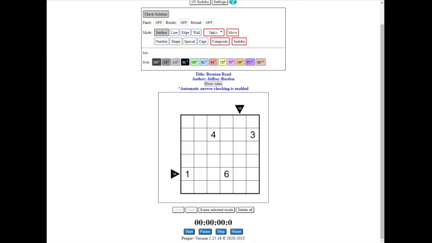Hello everyone. Today we're going to be going through another set of 3 puzzles, the example and 2 contest puzzles from Hexagony. Today we're going to be going through the Bosnian Road.